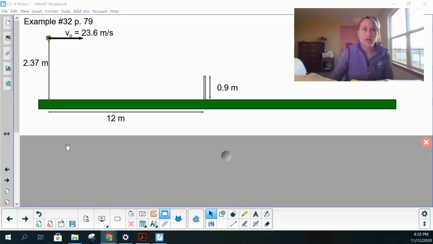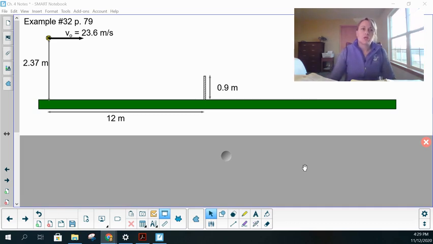Here is my picture. I didn't have a nice image of Kyle serving this tennis ball, otherwise I would have put that in there. But this is the image that I have. So we have the 12 meters to the net, the 0.9 meters to the height of the net, 2.7 meters where that ball is launched, and then that initial velocity in 23.6 meters per second.